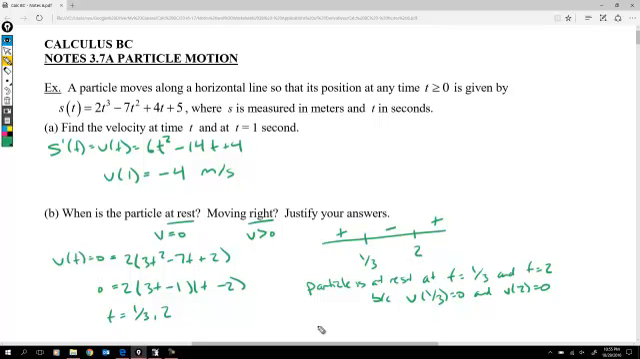Okay, I know it's moving right on the intervals 0 to 1/3 and 2 to infinity. I guess it's always moving. Okay, 2 to infinity, and my justification would be because v is greater than 0 on those intervals. Okay, let's move on.